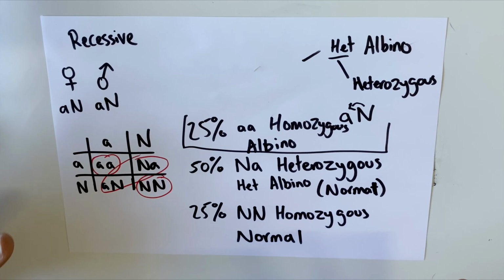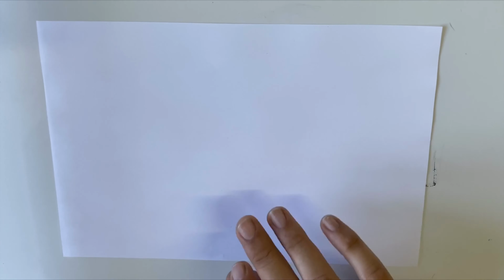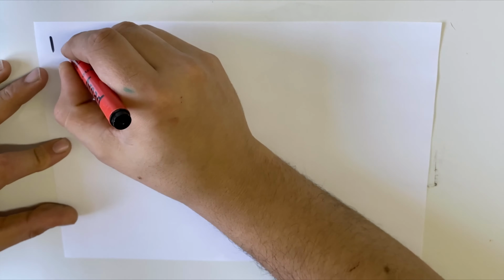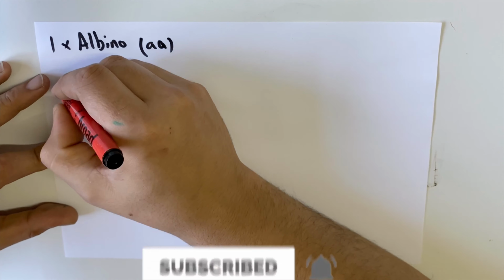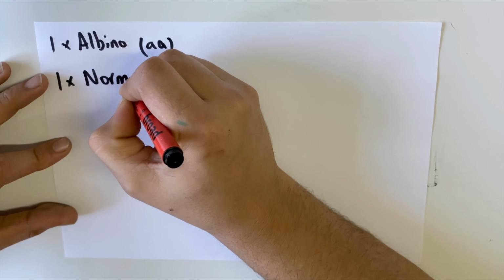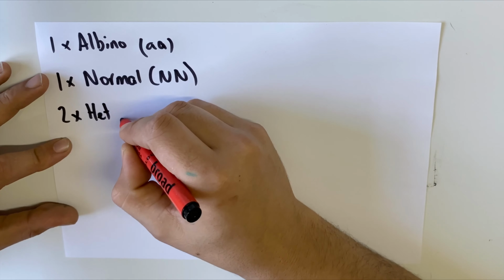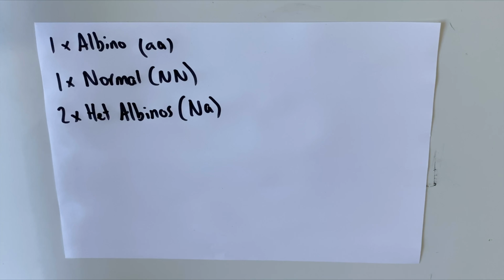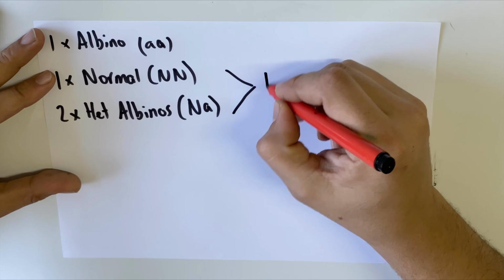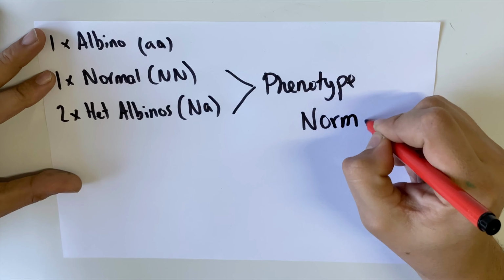So let's say we hit the perfect odds, and let's go onto a secondary sheet here so we can look more carefully. Let's talk about perfect odds. We would have produced one albino, which would be little a, one normal, which would be capital N, and two het albinos, which would be N a. Now, there is no way to visually tell these three animals apart. All three of these animals, their phenotype or visual characteristics, would be normal.